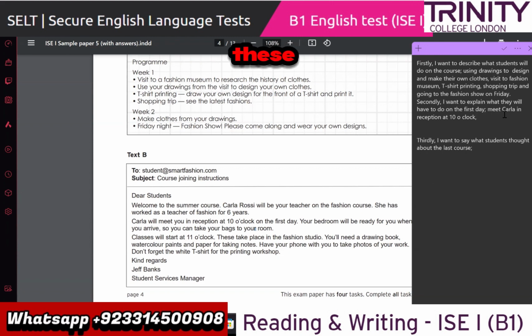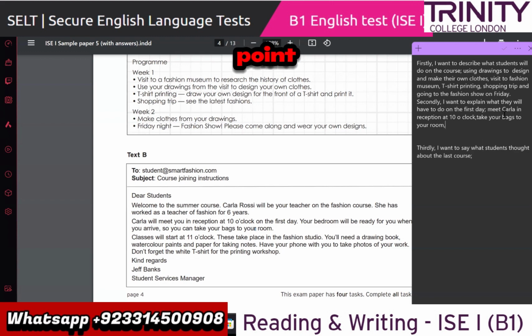Then we have these take place in fashion studio. Okay, your bedroom will be ready for you when you arrive. I think this is unnecessary, right? But an instruction they say is you can take your bags to your room. So this is an instruction that they have to do, right? Take your bags to your room.